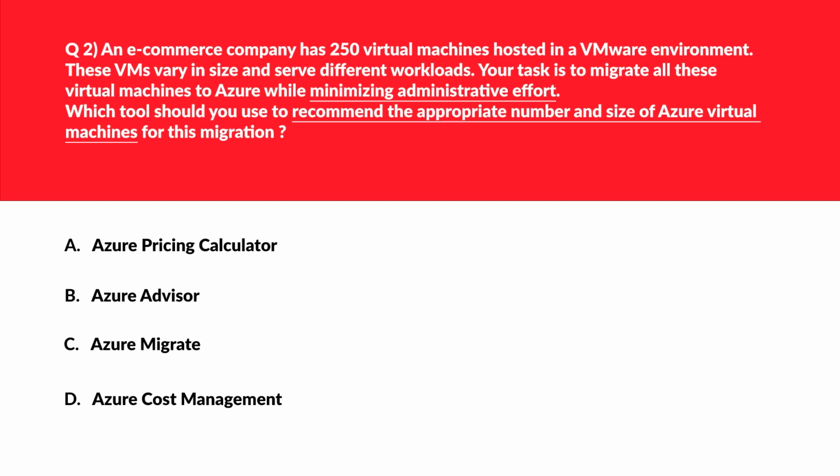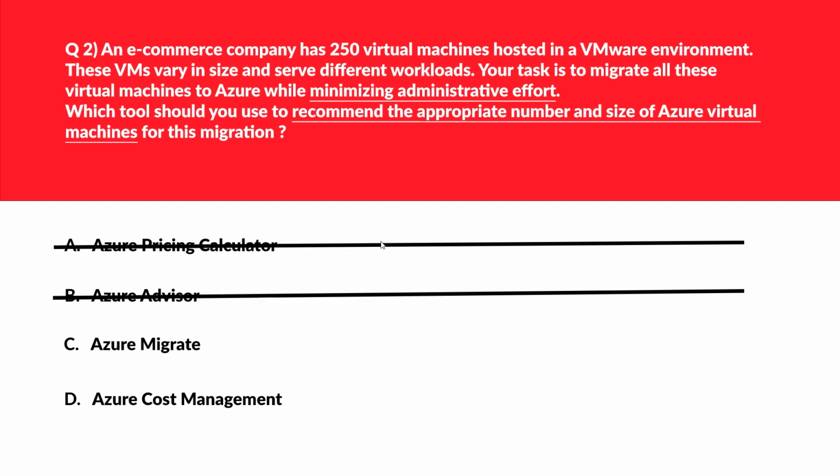Alrighty. Another question related to virtual machines. We'll first look at option A and B. A says Azure Pricing Calculator, B says Azure Advisor. Azure Pricing Calculator and Azure Advisor don't address the problem of virtual machine sizing for VMware workloads. Hence, again, an incorrect choice, because one of the keywords is sizing, right? We'll remove this.